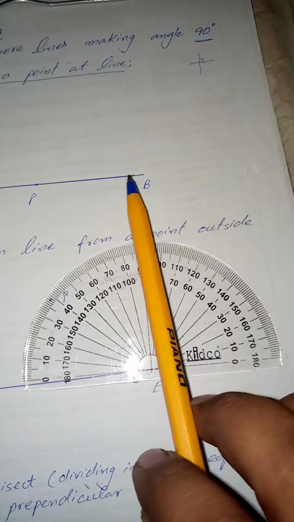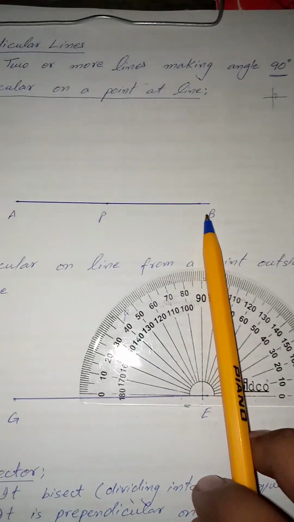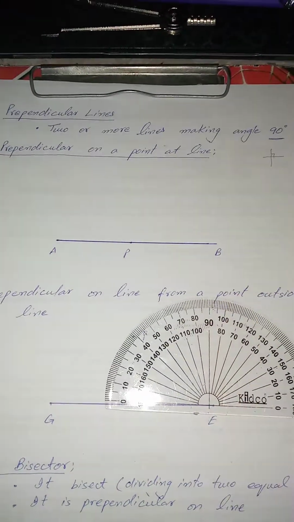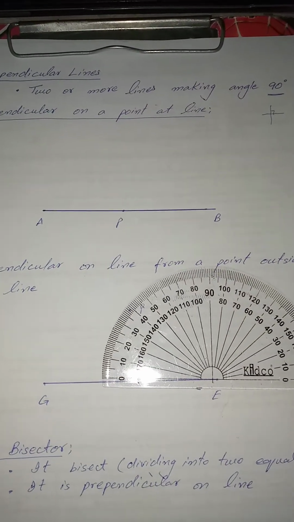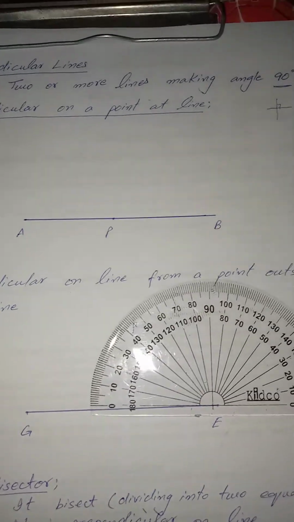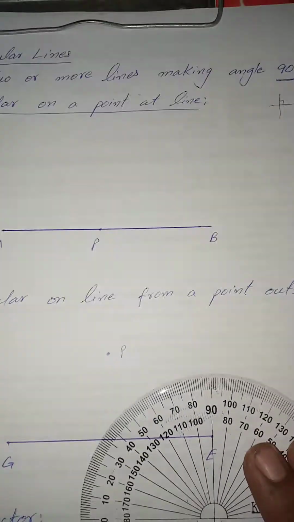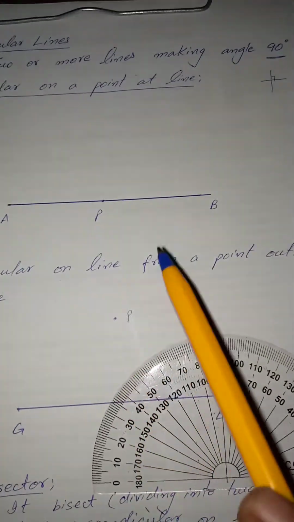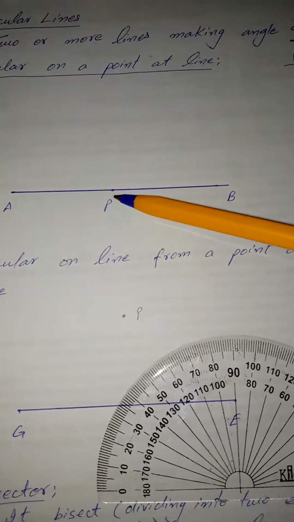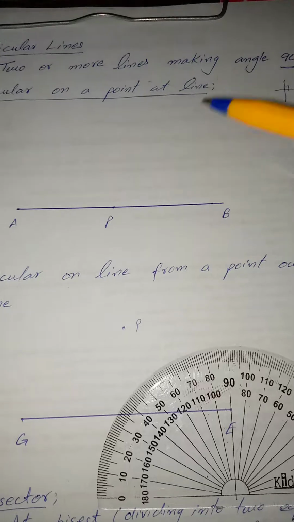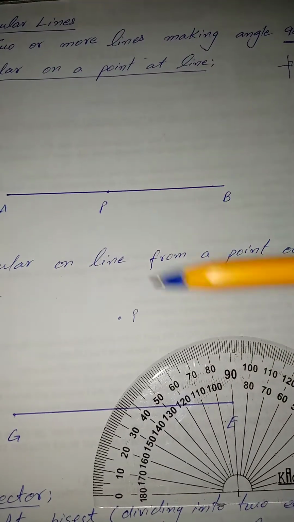Okay, first of all, we will see how to draw a perpendicular line on a point at a line. It means that a line is given, it may be of any measurement. For example, we can say that this is 7 centimeters or 8 centimeters, it doesn't matter. Whatever the measurements are, we can draw the line AB. And any point is given on this line and we need to draw the perpendicular at this point.